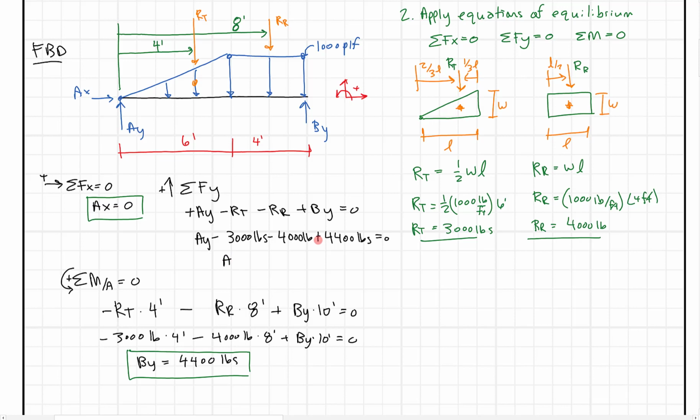But here we go. When we add all this up and figure it out, we get AY is going to equal 2,600 pounds. And real quick, one of the things that I like to do is just use a little bit of mental math here and say, well, 2,600 plus 4,400, AY and BY, does that equal RT and RR? All the forces up equal all the forces down. Well, when we add 2,600 and 4,400, it does.